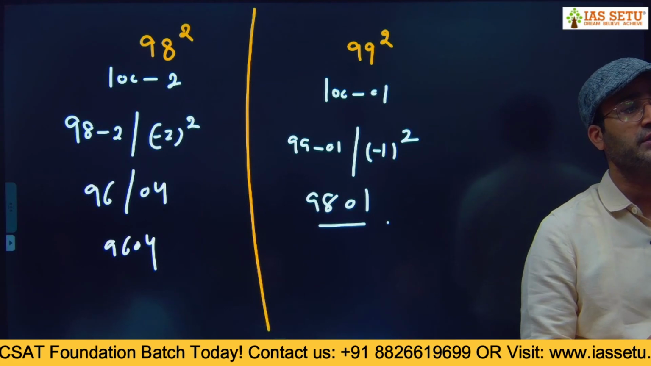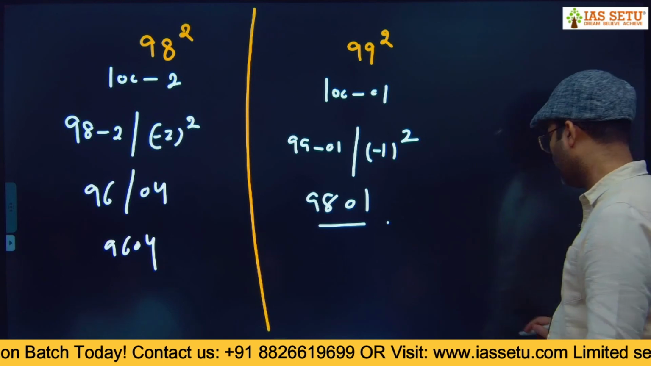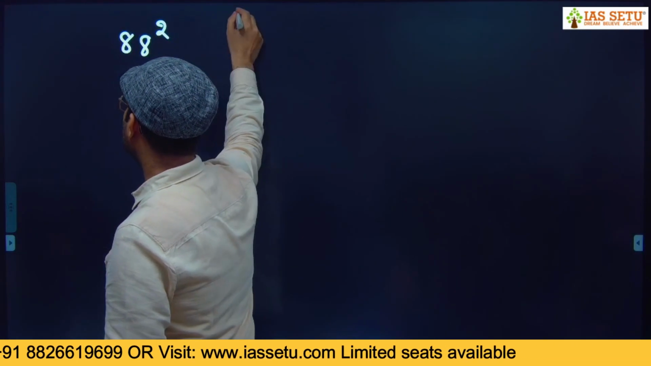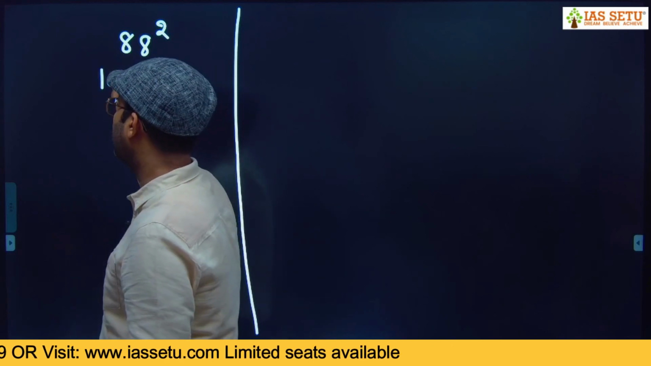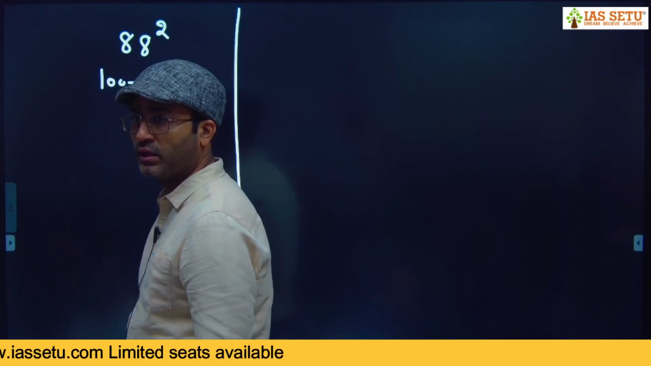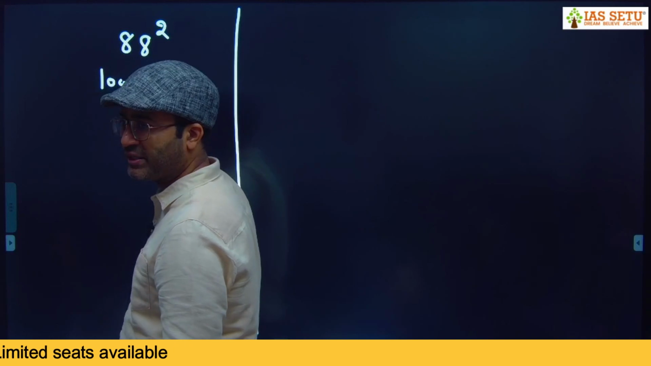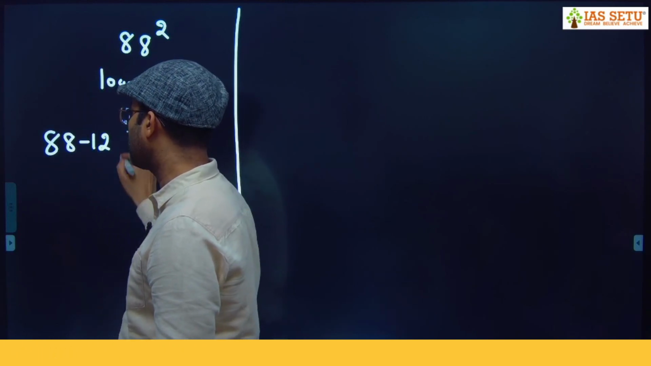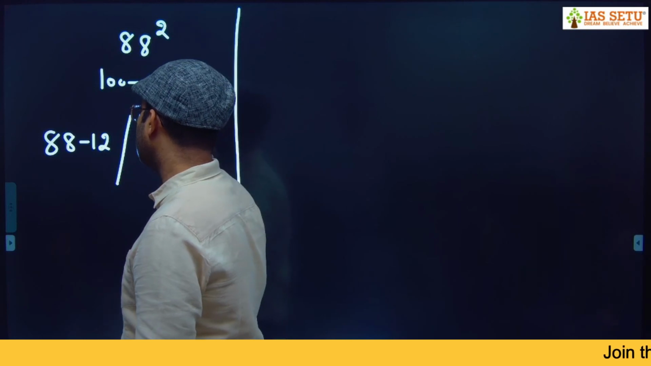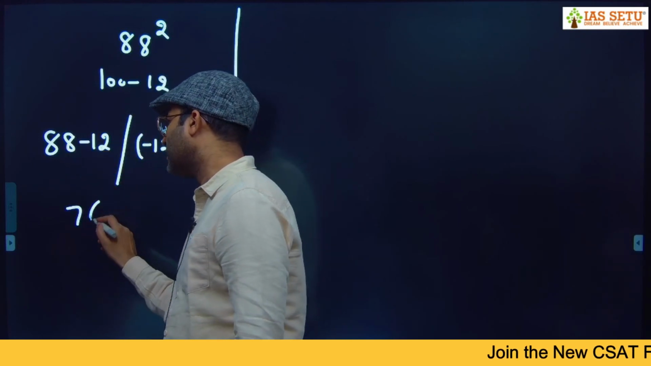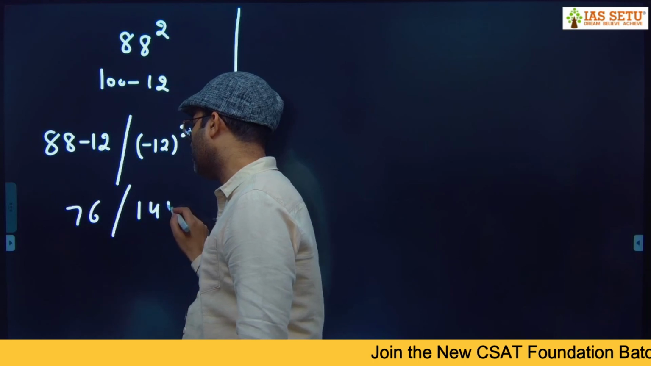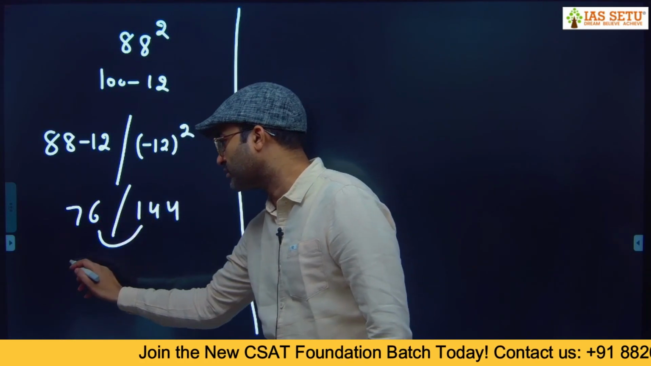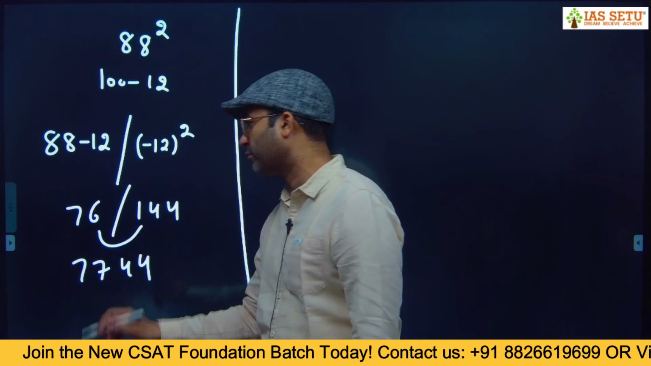Now we will do some calculations where we have carry forward, and let me do 2 from my side. Like if it is asked 88 square, it is 100 minus 12. So left side value is 88 minus 12, right side value is minus 12 square. Left side value is 76, right side value is 144. Both are positive. So you add the carry forward 1 to 6, it is 7744.